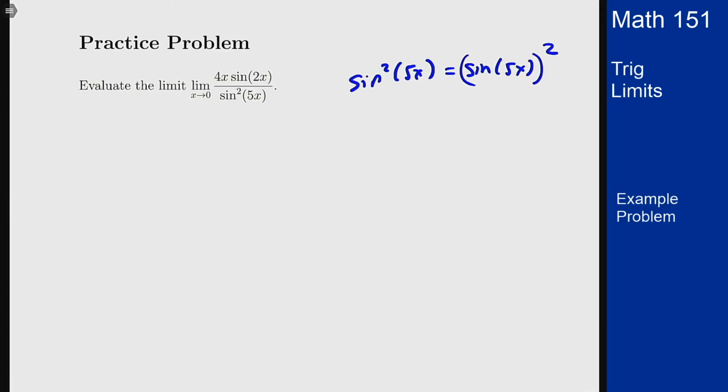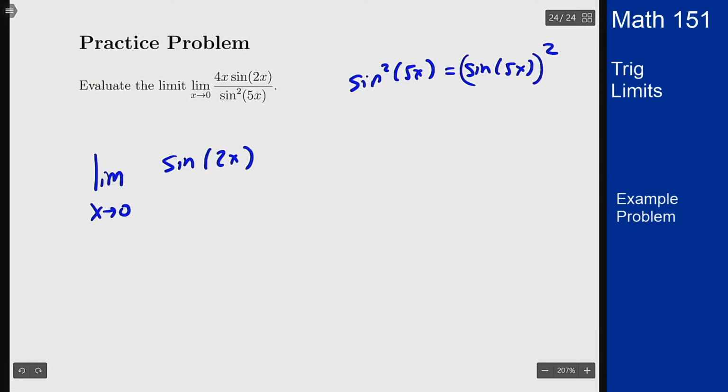We can write this out as the limit as x goes to 0. I have a sine of 2x on top, a sine of 5x on the bottom, another sine of 5x on the bottom, and then a 4x on top.